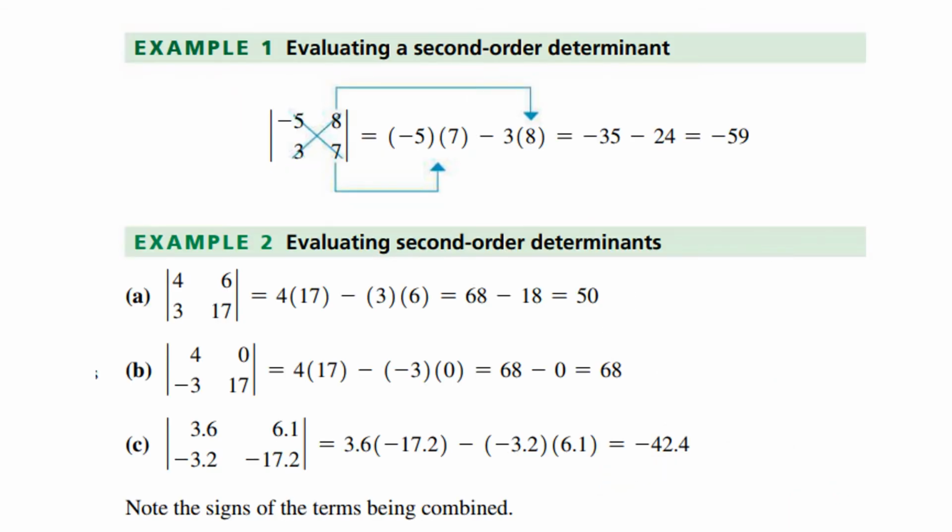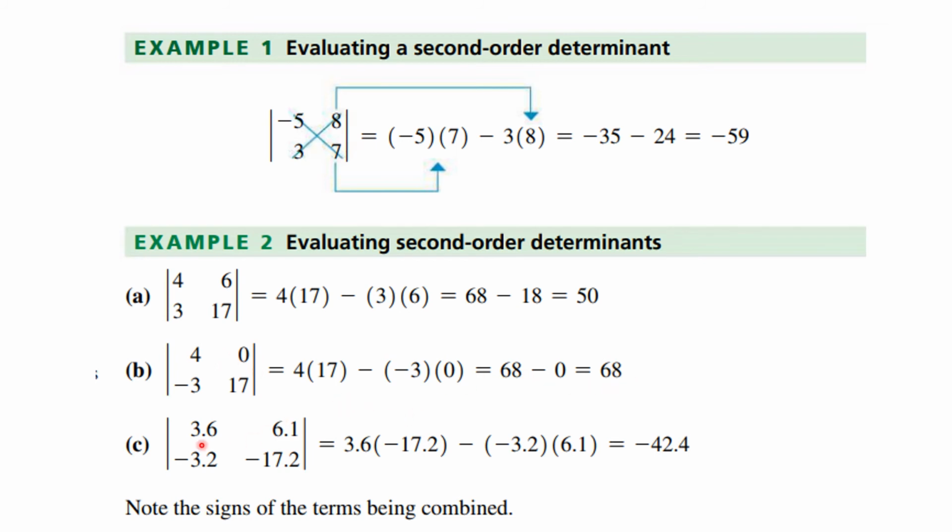So let's evaluate a couple of determinants. Here we have minus 5, 8, 3, 7, and so it's going to be this one times this one, and this one times this one, and I'm going to subtract the 2, and I get minus 59. Here are 3 more examples. Here you're going to have 4 times 17 minus 3 times 6, that will give me 50. Here you're going to have 4 times 17, and that's going to be minus 3 times 0, which is just going to be 0, so that is just going to be 68.